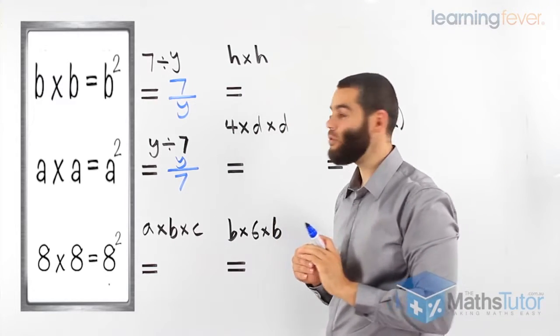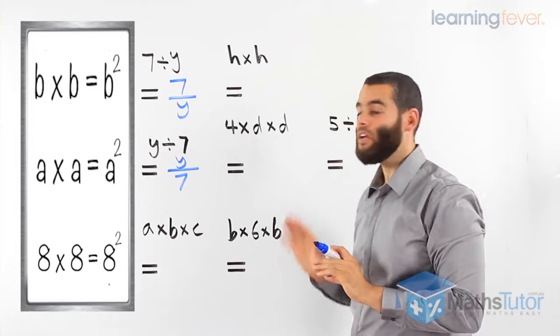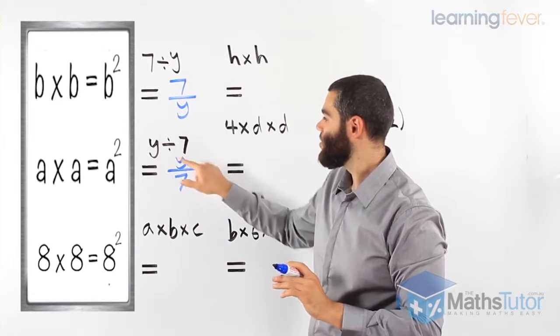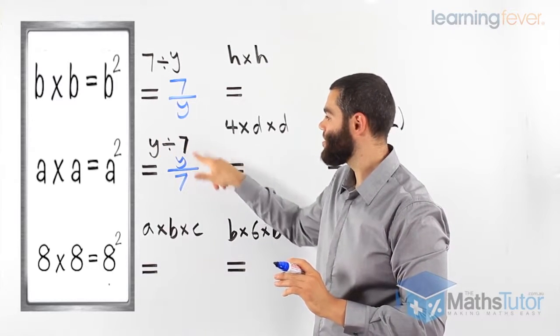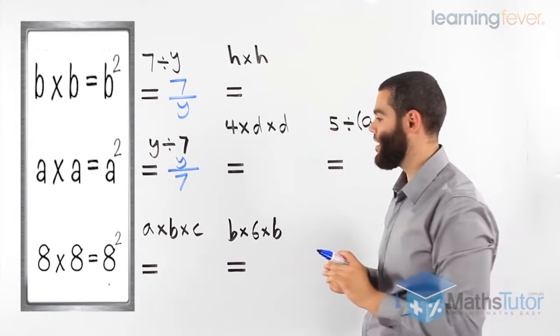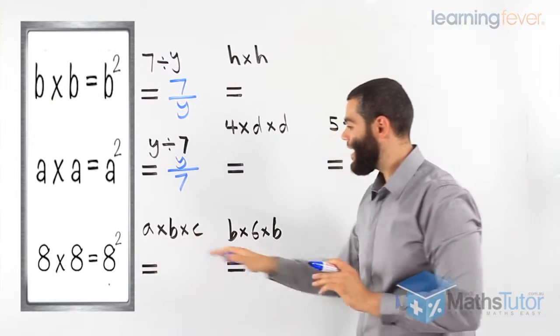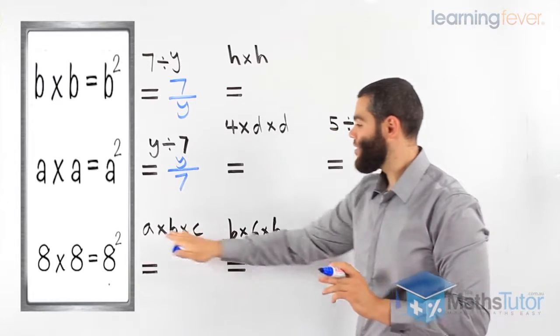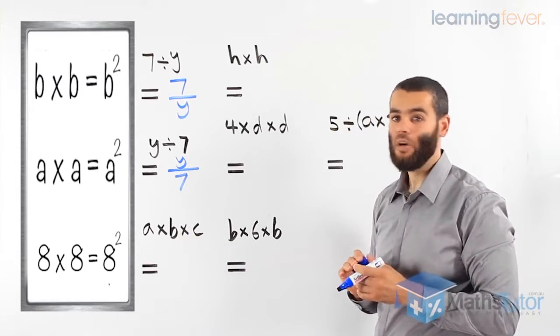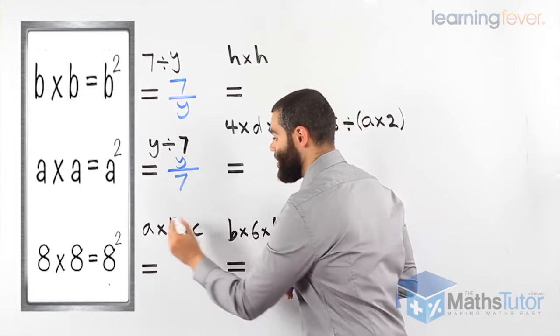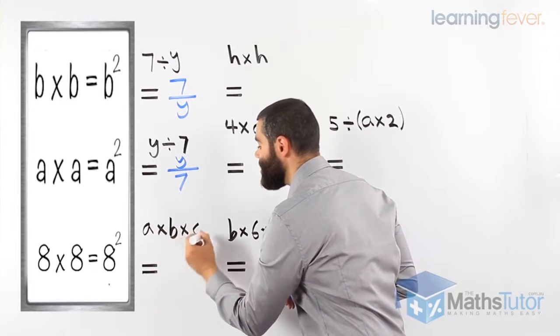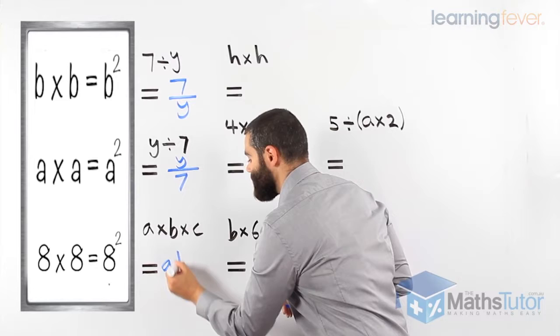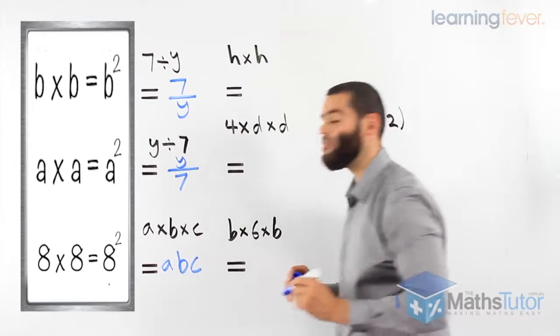Very important to know that rule. I've seen students mix them up. Very important. What comes first is the numerator. What comes second goes as the denominator. A times B times C. We learned that the multiplication, we say goodbye, so the multiplication goes. A times B times C means ABC. It's as simple as that.